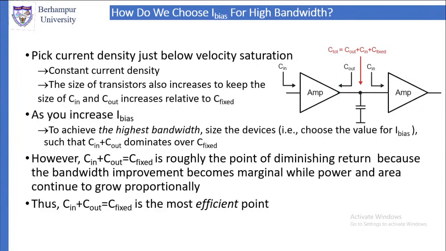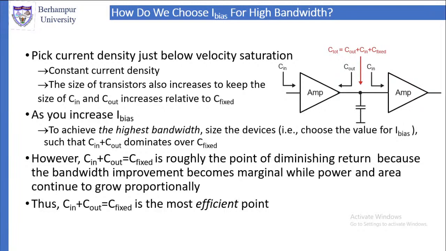However, when C in plus C out is equal to C fixed, this is roughly the point of diminishing returns, because the bandwidth improvement after this point becomes marginal. There will be an increase, but it will be marginal.